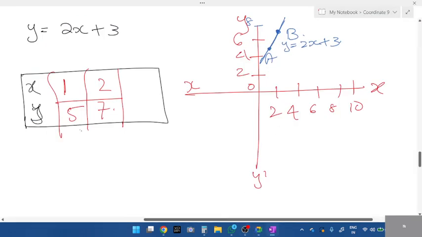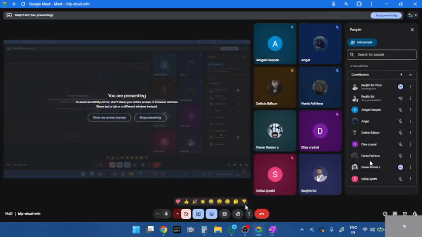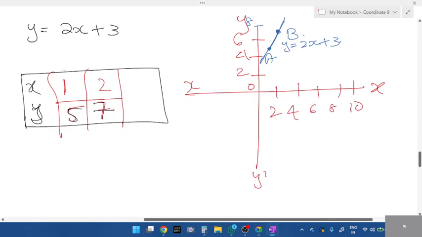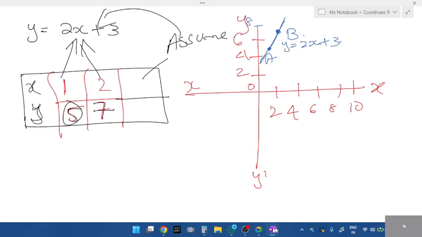What about others? Can you tell me how did we get 5 and 7, students? How did we get 5 and 7 for Y? Very good. If you substitute X as 1, you're getting 5. Then next, when you substitute X as 2, you'll get Y as 7. For every X value, you'll get Y, students. Remember, we are just assuming X values. We just assume a value and substitute in the equation, and you'll get the value of Y.